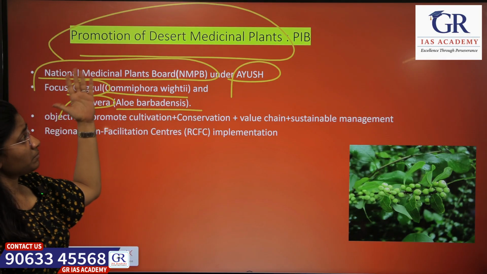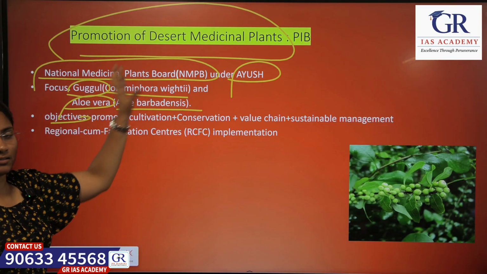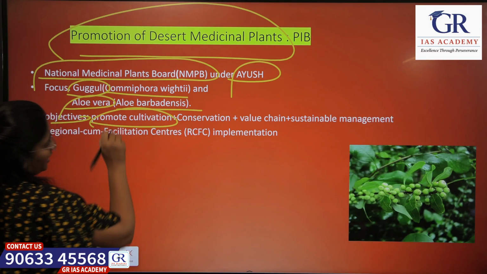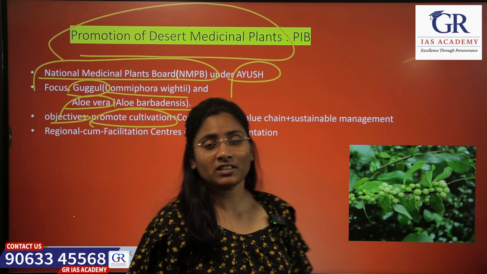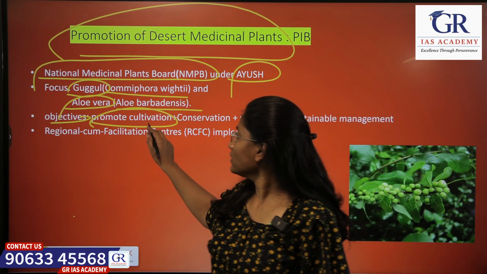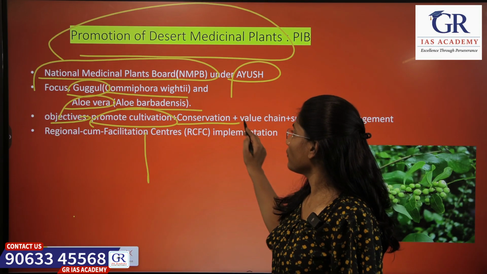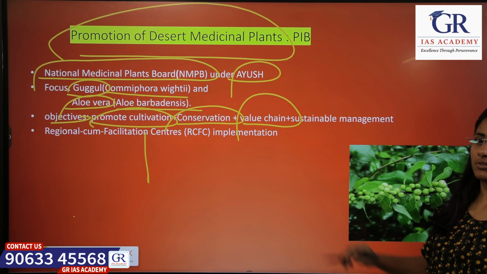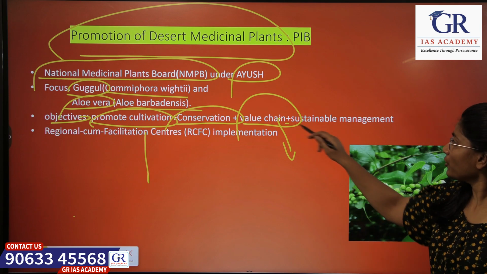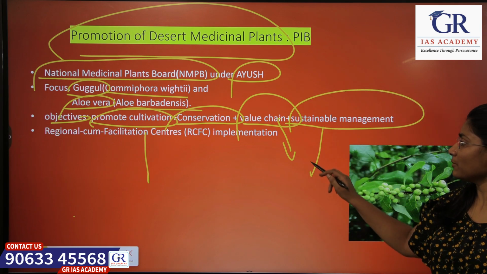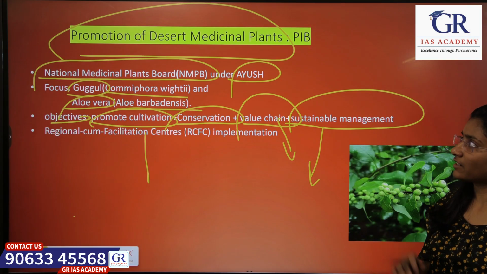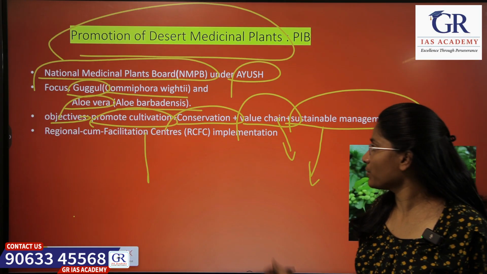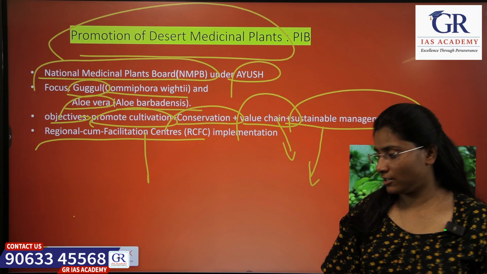And what are the main objectives of this NMPB? They want to promote cultivation. You have to remember, they want to promote cultivation, they are not directly involved in cultivation in any way. They want to conserve the species, develop the supply value chain, and maintain sustainable management of these species under this mission. And what are they using to implement this? They are using regional cum facilitation centers.